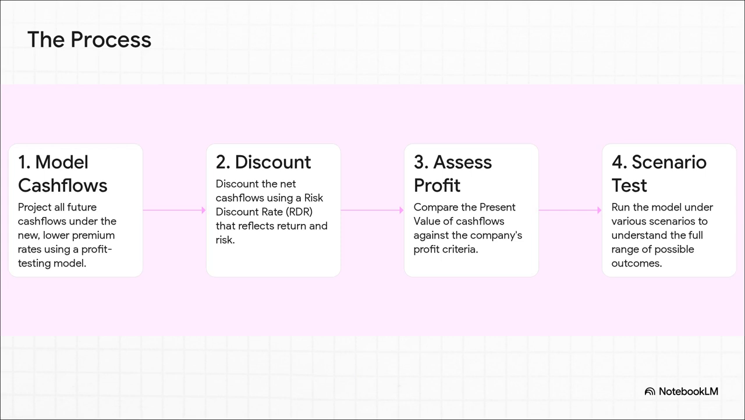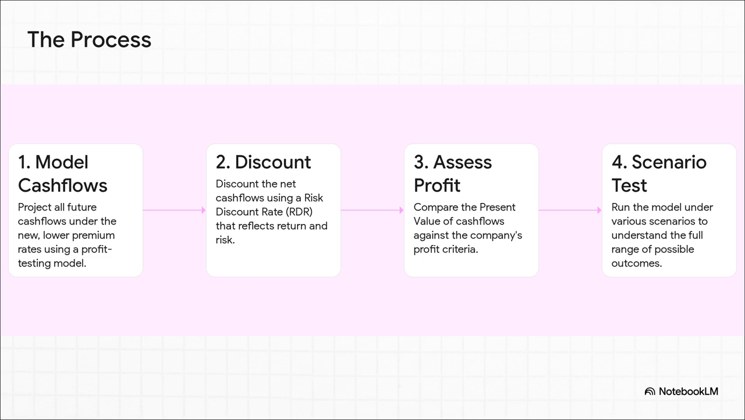So, how would you nail this question? A top-tier answer would walk through this four-step process. First, you've got to model all your future cash flows, but with the new lower premium. Simple enough? Second, you discount those cash flows using a risk discount rate, or RDR.